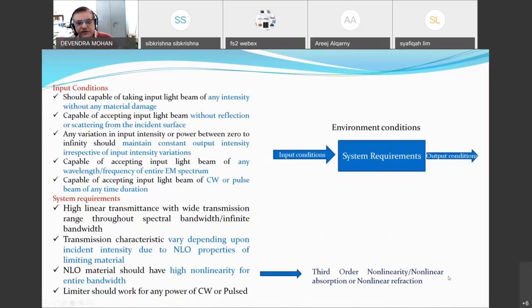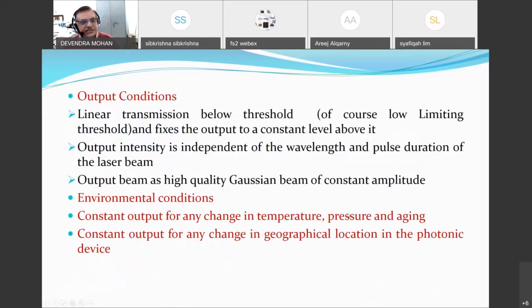So third order nonlinearity, or the nonlinear absorption, or the nonlinear reflection, how we can measure these, how we can calculate these experimentally in our laboratory. I'll be coming up to that in 2-3 slides next. So the limiter should work for any power of CW or pulse. And output conditions: linear transmission below threshold, and output intensity independent of the wavelength and pulse duration, and the output beam a high quality Gaussian beam of constant amplitude, as the Gaussian beam at the input. Similarly, at the output the quality should be the same.